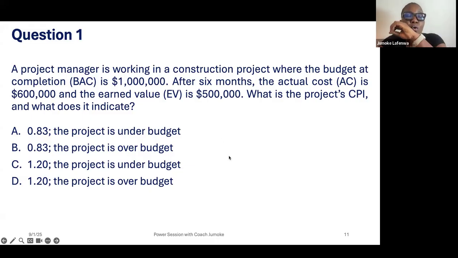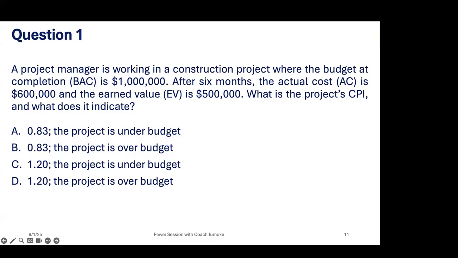Okay, I've seen somebody selecting A and someone also selected B. Can you unmute yourself to tell us why you chose the answer you did? We are all learning here, so please, let's be vulnerable.